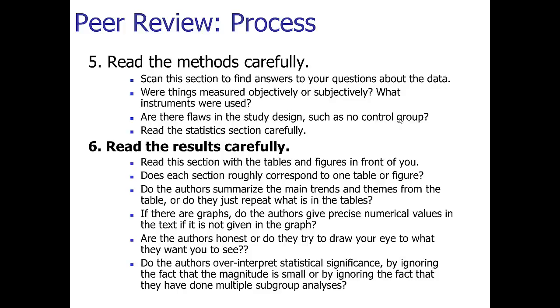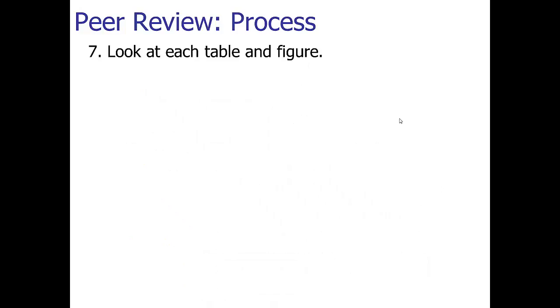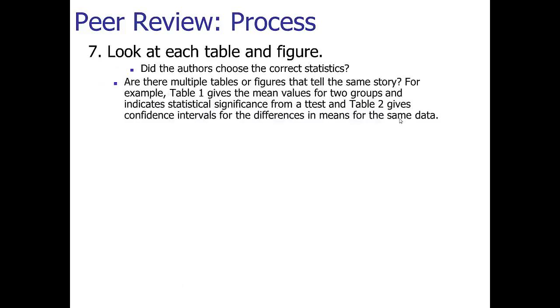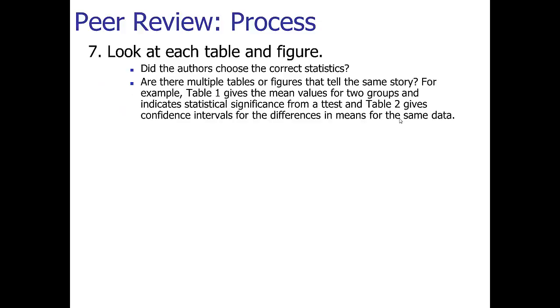I'll ask myself whether or not the authors have overinterpreted statistical significance or overinterpreted their results. If the section is unnecessarily long, I might comment on that. And then I'll go through each table and figure. I'm looking to see whether or not the authors use the correct statistics. Sometimes there are multiple tables or figures that tell the same story. That's repetitive. I'll suggest that they cut one of those. I'm looking for any evidence that they maybe purposefully omitted some data that doesn't support their hypothesis.